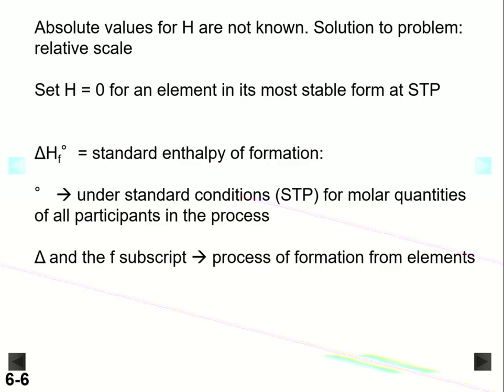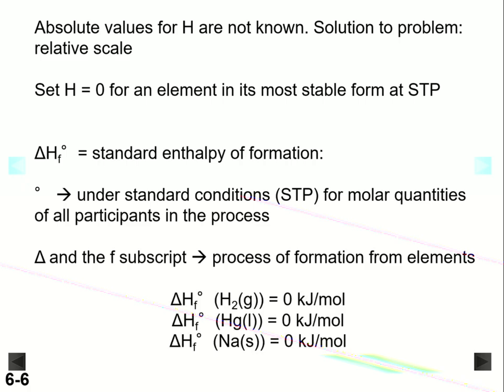What does this mean? The superscript 0 means we're looking at standard conditions, STP, for molar quantities. So superscript 0, that tells you when we get a number for an enthalpy of formation, it's for a molar amount, for 1 mole of that substance at STP. Now the delta and the F are important because they tell us this is the process of formation of this substance from the elements. And we know, since it's a superscript 0, that's standard conditions for 1 mole of the material.